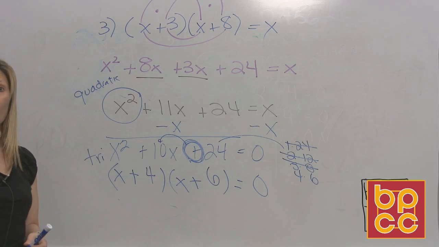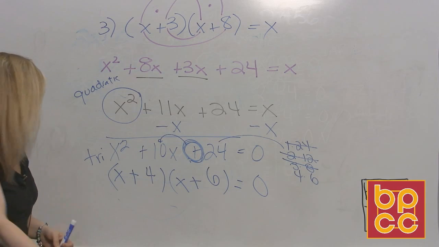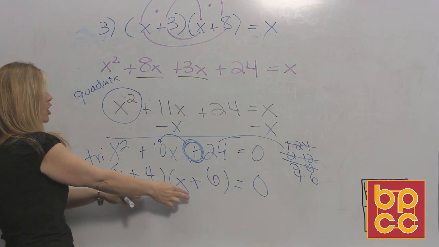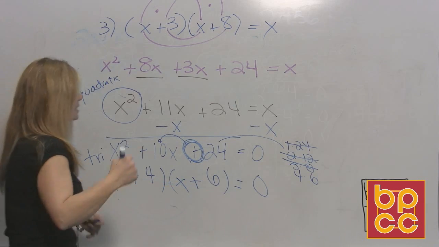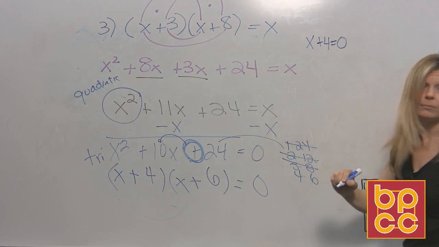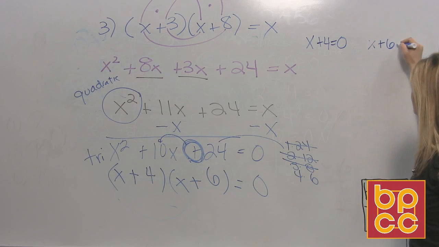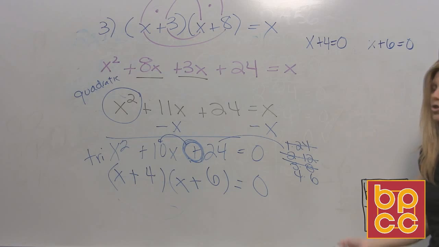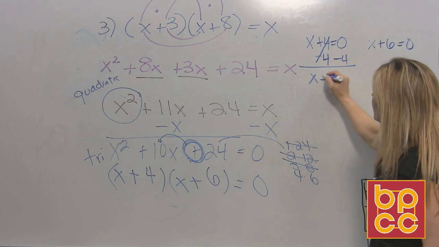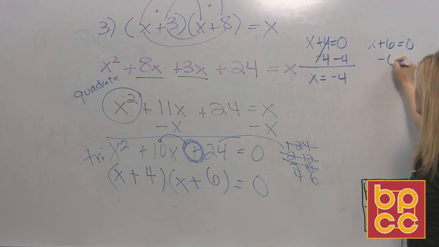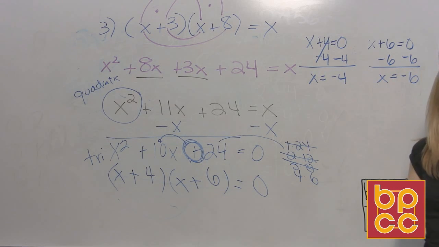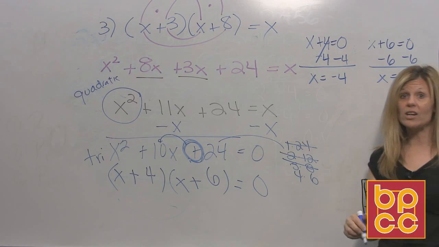So now there's not one equation, there are two. These are now back to algebra 1. These are linear equations. So we're going to solve them. We're going to take x plus 4 and set it equal to 0. We're going to take x plus 6 and set it equal to 0. And now you're just doing good old algebra 1. Move your constant by subtracting. There's your first solution. Move your constant by subtracting. There's your second solution.